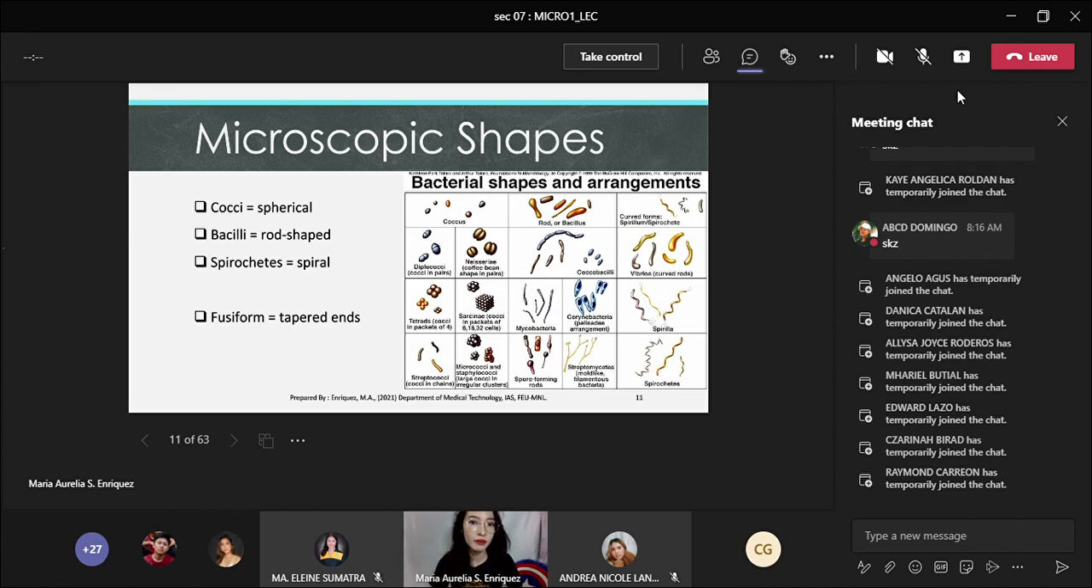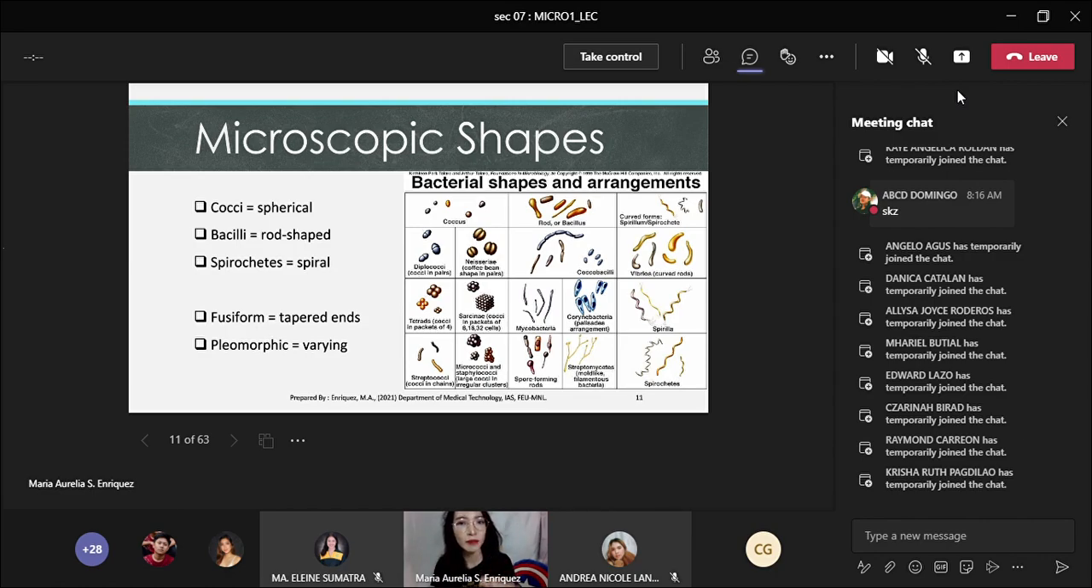And kapag sinabi naman po na pleomorphic, kapag pleomorphic po ang description ng isang bacteria, this means that they don't have a definite shape. So we could be looking at the same organism, pero yung ibang cells niya mukhang bacilli, tas yung iba mukhang cocci, or just sometimes they don't look anything like those 3 basic shapes. So ayan po, that's what we mean when we say pleomorphic.